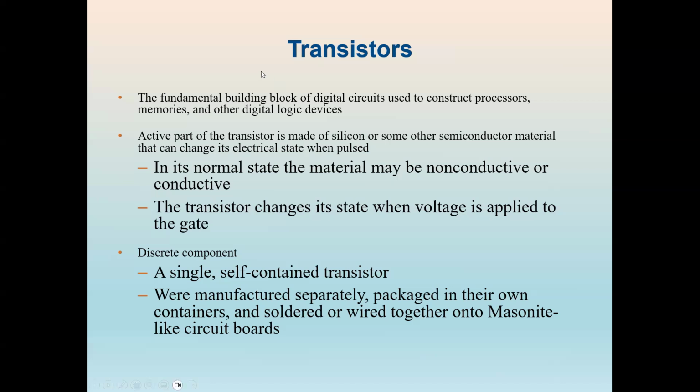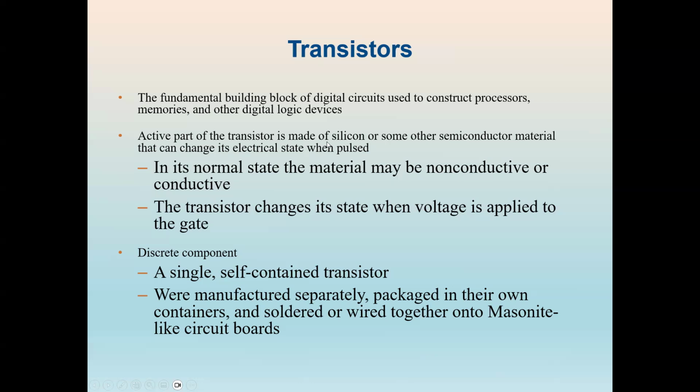So the active part of a transistor is made of silicon and some other semiconductor materials that can, again, change its electrical state when pulsed. In its normal state, the material may be non-conductive or conductive, either impeding or allowing current flow. Now, when voltage is applied to the gate, the transistor changes its state.